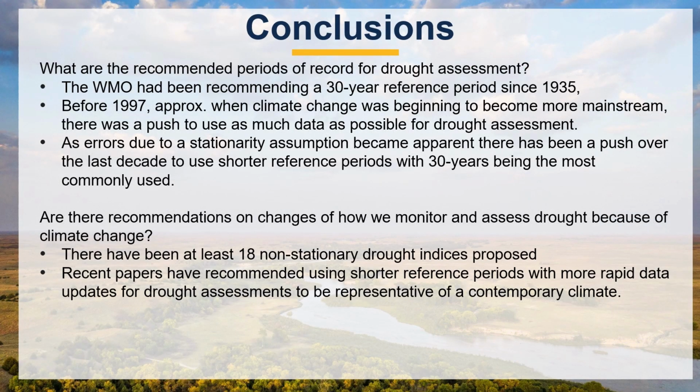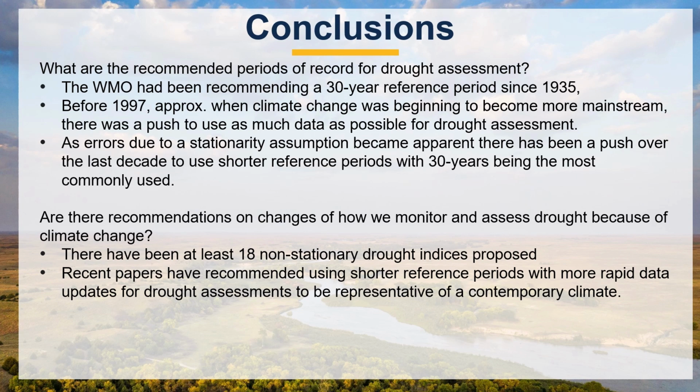Share some of the overall conclusions of this literature review. What are the recommended periods of record for drought assessment? The WMO had been recommending a 30-year reference period since 1935. But that wasn't really applied to drought assessments, where it was understood that the more data was better. Before 1997, approximately when climate change was beginning to become more mainstream, there was a push to use as much data as possible for drought assessments.